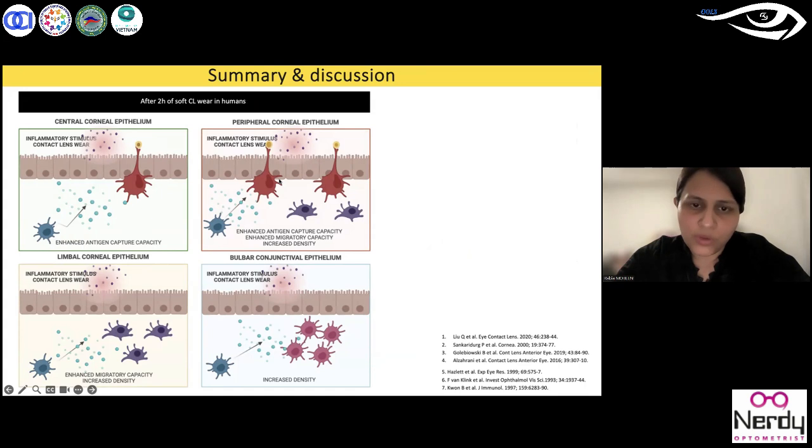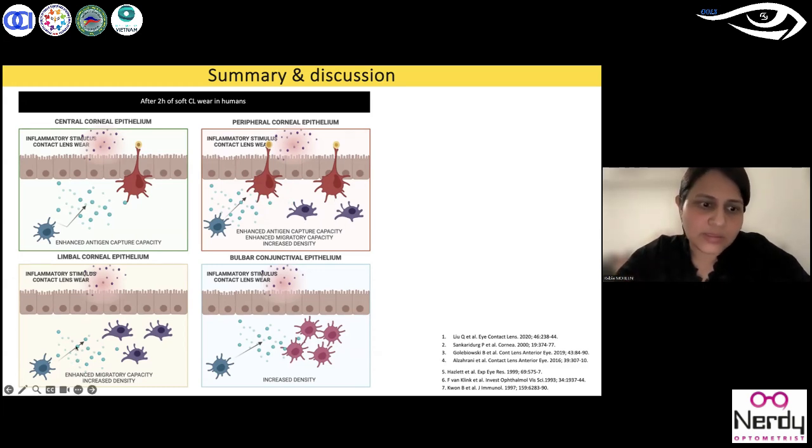But when we move to the peripheral cornea, we observe that cells increase in number, and they also get larger, and they also get long dendrites and thick dendrites, as we just saw in the table. So the peripheral cornea showed all kinds of changes. The cells were increasing in density and getting more immune capacity, and they were also migrating. We don't know, they might be migrating from the limbus towards the central cornea, but 2 hours might not be enough for them to reach the central cornea.